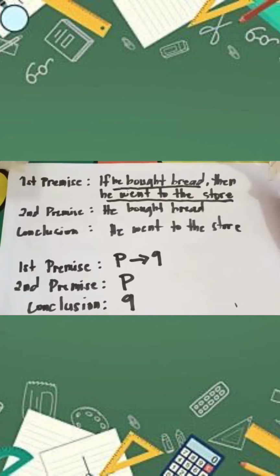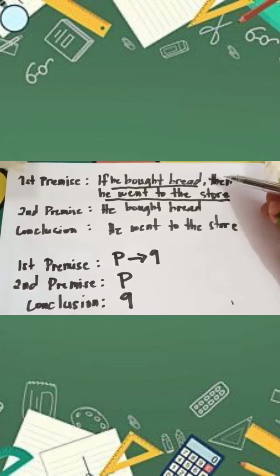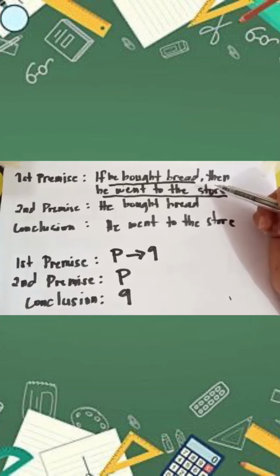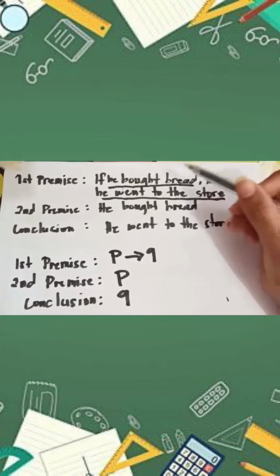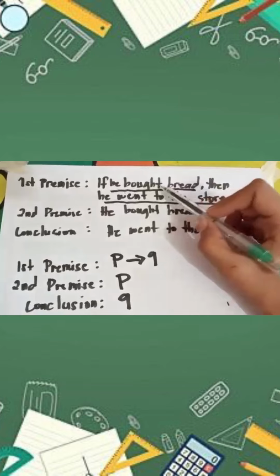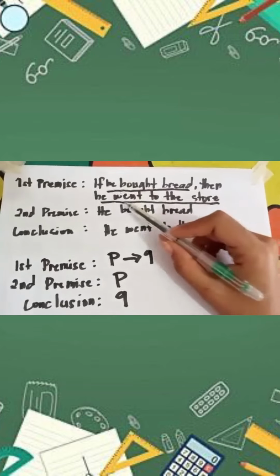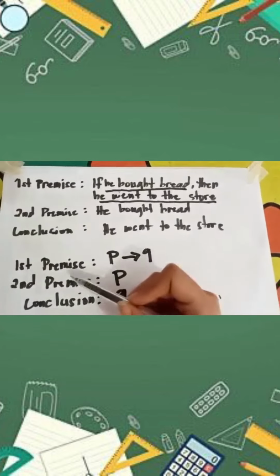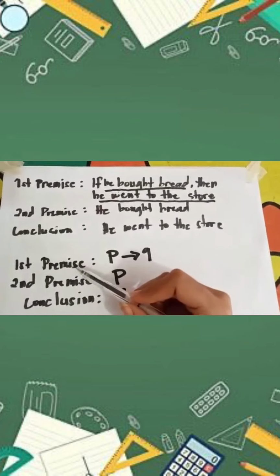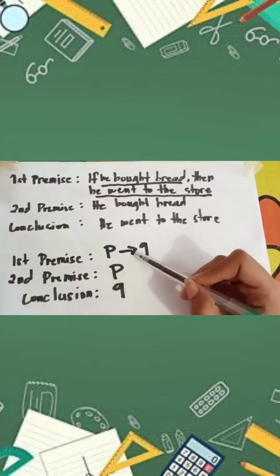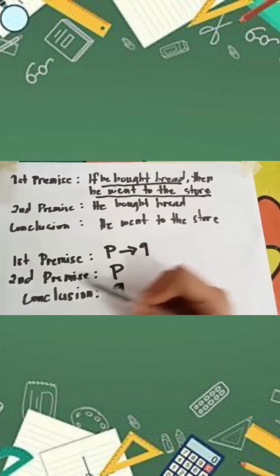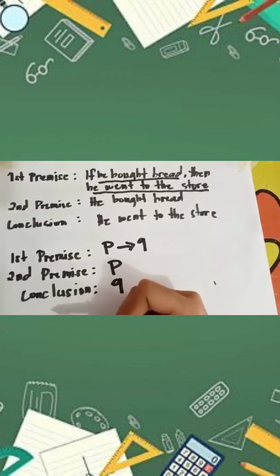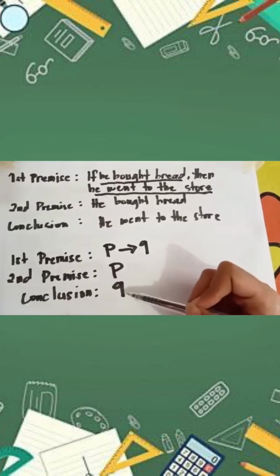Next, in symbolic form, I used variables p and q to represent my argument. So let's have the variable p represent he bought bread, and the variable q represent he went to the store. So the argument becomes: the first premise, p implies q, the second premise is p, and the conclusion is q.